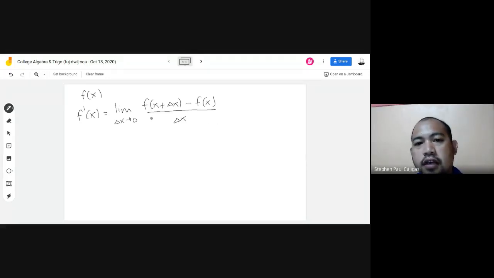Remember, we cannot divide by 0, but what we are doing here is letting this value delta x get very, very close to 0 but not equal to 0. Again, we are not interested in what happens when it becomes 0. What we are trying to see is what happens as it goes to 0.